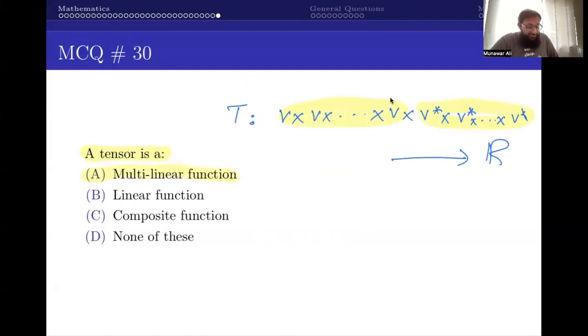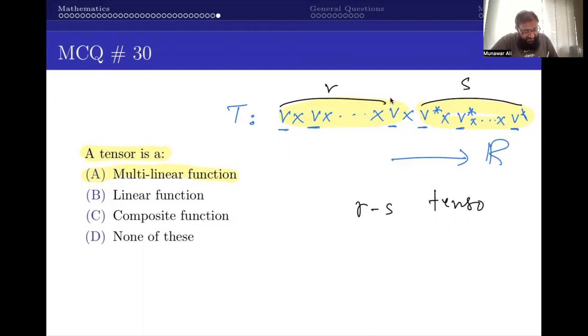Multilinear, because there are so many components, V1, V2 up to Vr, and V1 star, V2 star up to Vs star. So how many vectors are there, and how many elements from the dual spaces? S. Then this is an (r,s) tensor, which gives the rank of the tensor, or some people write the V stars first and then V. So it depends upon the notation that you are using.